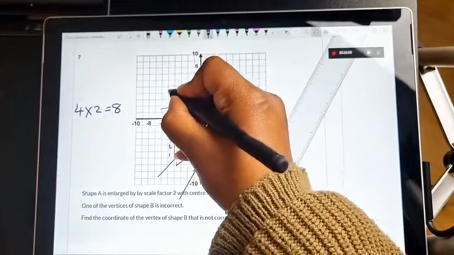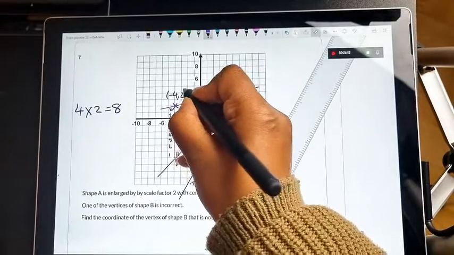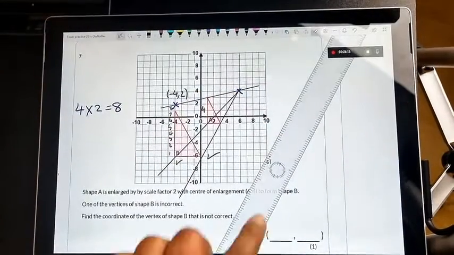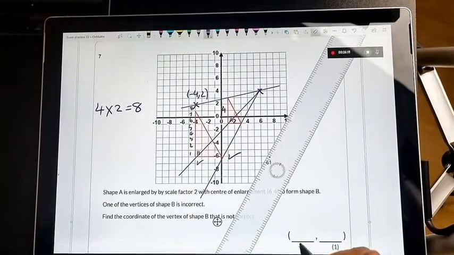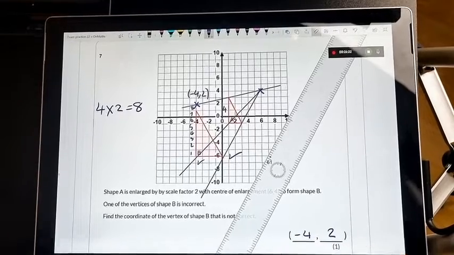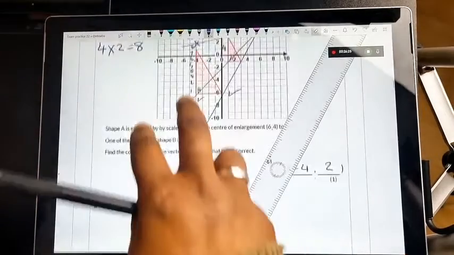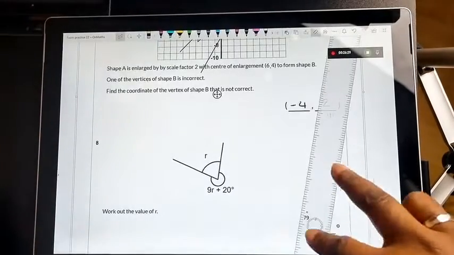And this is the coordinate of -4, 2. And that is the answer for that side. Okay, so this is where we have the mistake. So write the correct one, -4, 2. That's one marker. It takes a bit of time, but you might have saved in the other questions that you took a bit too long.